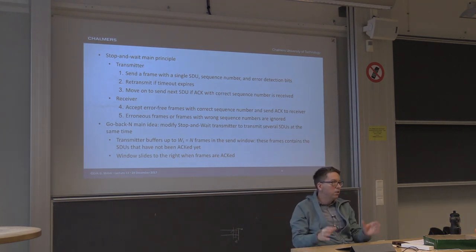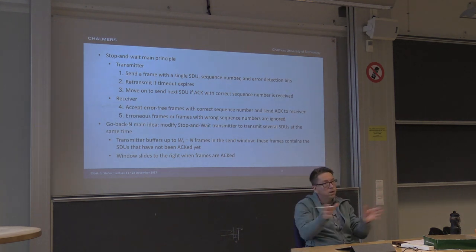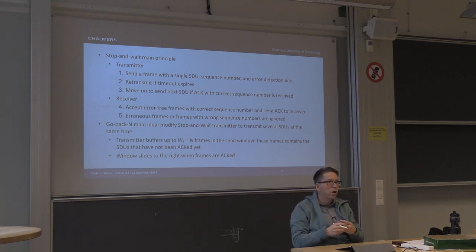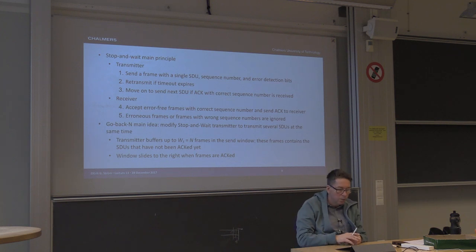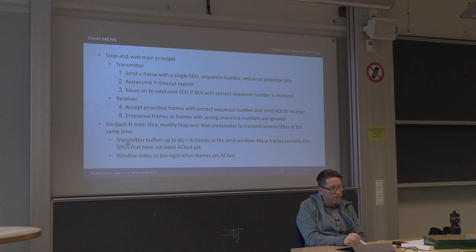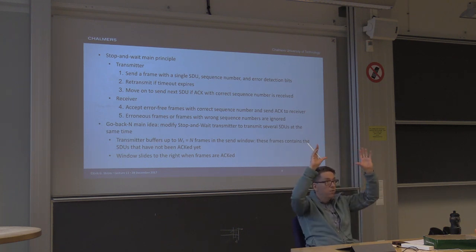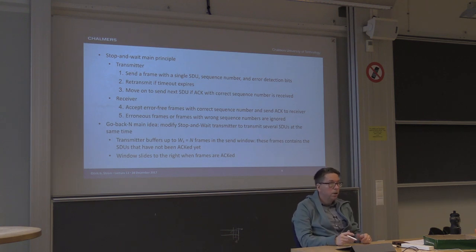Go back N can transmit several service data units at the same time. So I get 1, send it, 2, send it, 3, send it, and then I keep track of the acknowledgements that come back, right? So I have more transmissions ongoing at the same time in go back N. And to do that, I need to buffer. If I'm the transmitter, I need to buffer frames, service data units that I get from above.